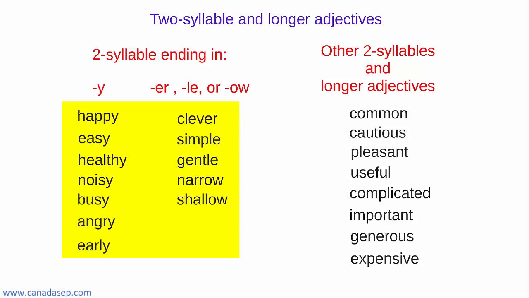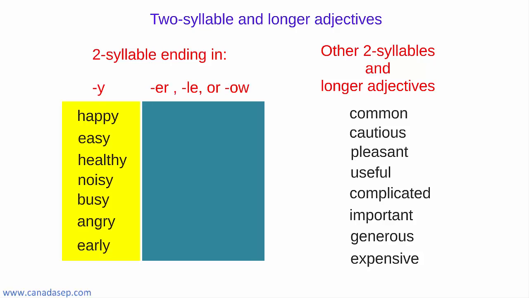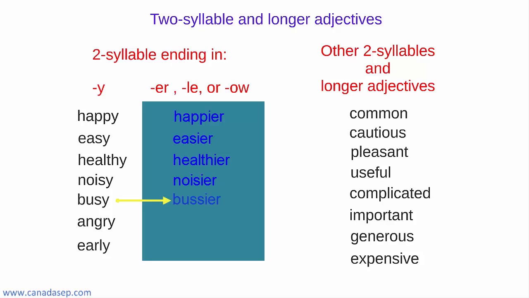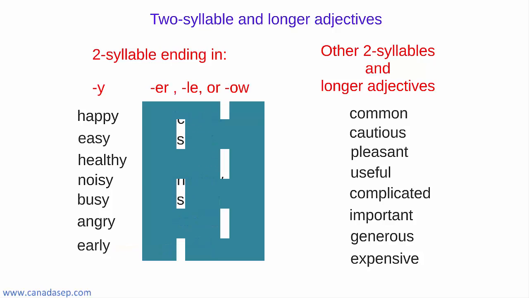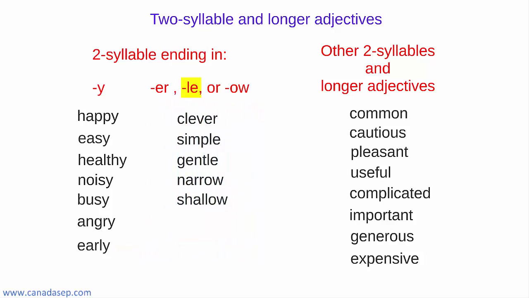Just remember that in the ones ending in Y, when adding ER or EST, Y changes to I, like this: happier, easier, healthier, noisier, busier, angrier, earlier. Also, because the ones ending in LE already have E at the end, we add R instead of ER. Cleverer, simpler, gentler, narrower, shallower.